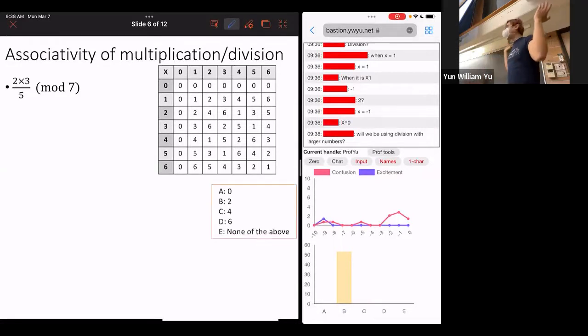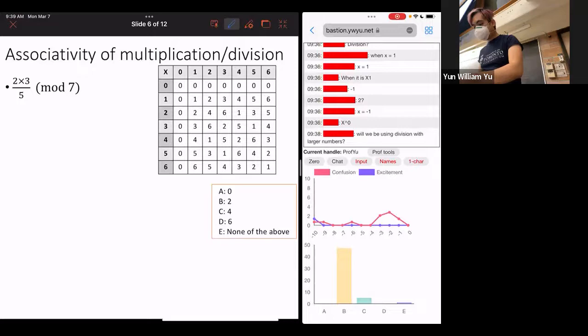So I'm going to ask you, what's 2 times 3 divided by 5 mod 7? Did I zero this out? I don't think I did. Let me zero it out. So now there's, of course, a question, right? What do you do first? Do you do the division first? Do you do the multiplication first? Doesn't matter what you do first.